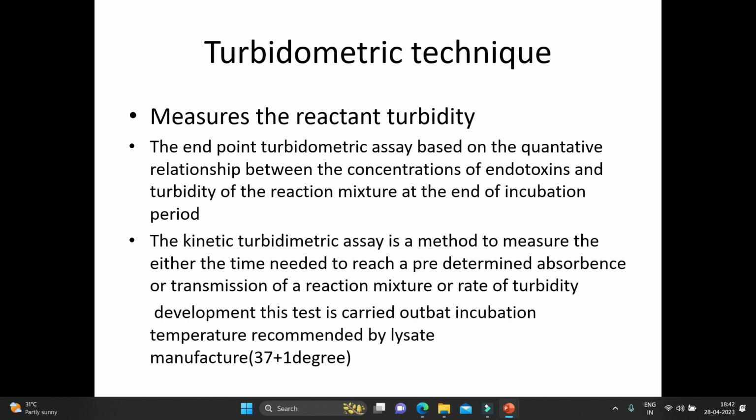The endpoint turbidimetric assay is based on the quantitative relationship between the concentration of endotoxin and the turbidity of the reaction mixture after the incubation period. The kinetic turbidimetric assay measures the time needed to reach a predetermined absorbance or transmission of a reaction mixture.